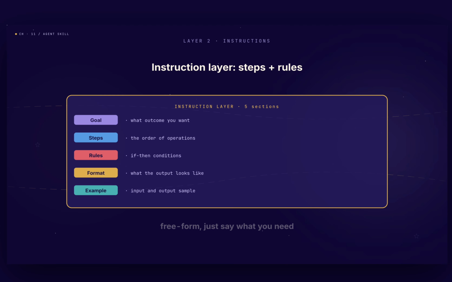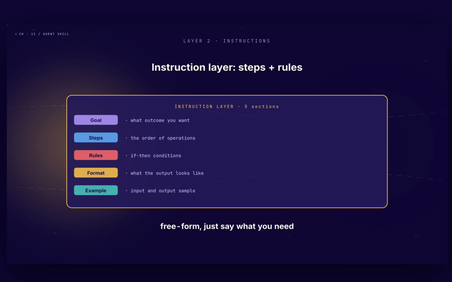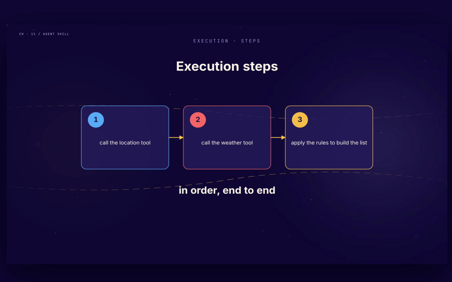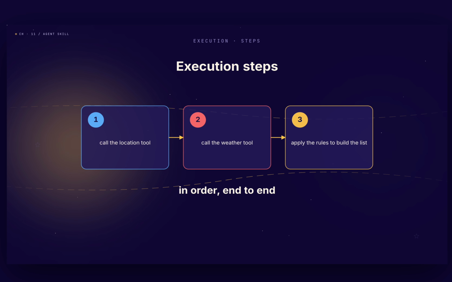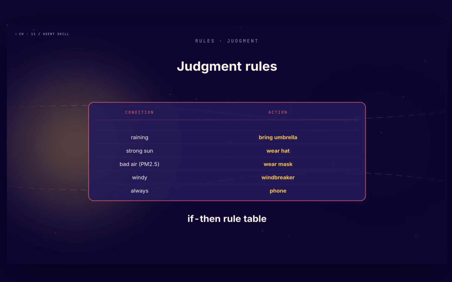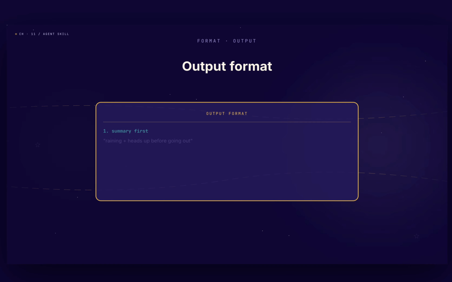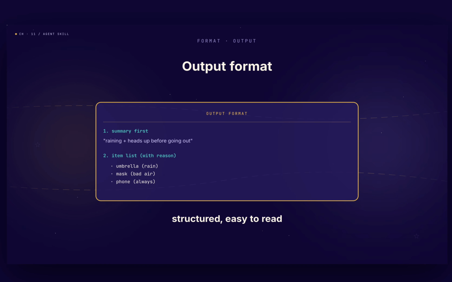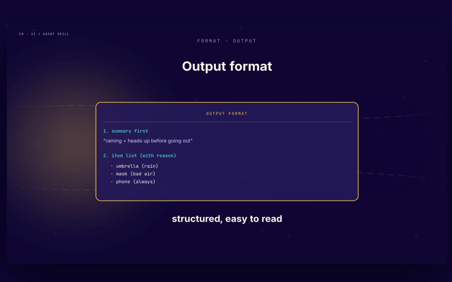From goal to the end of the document, all of that is the instruction layer. The instruction layer has no specific format requirement. In the execution steps, we tell the agent, first call the location tool to get coordinates, then call the weather tool to get the forecast. Decision rules. Rain means umbrella. Strong sun means hat. Bad air quality means mask. Windy means windbreaker. Output format. Start with a one-sentence summary, then list each item with its reason.